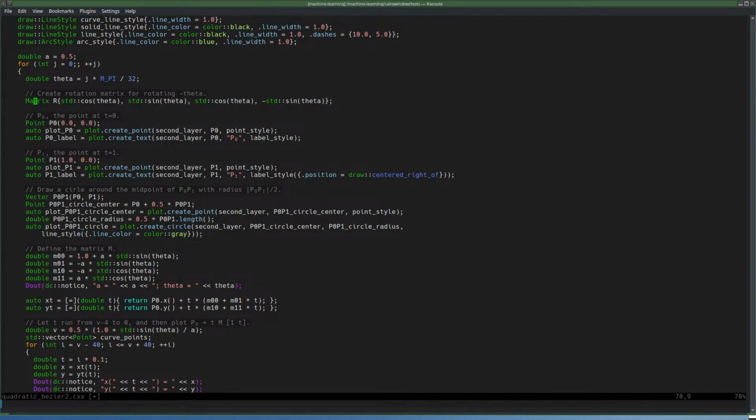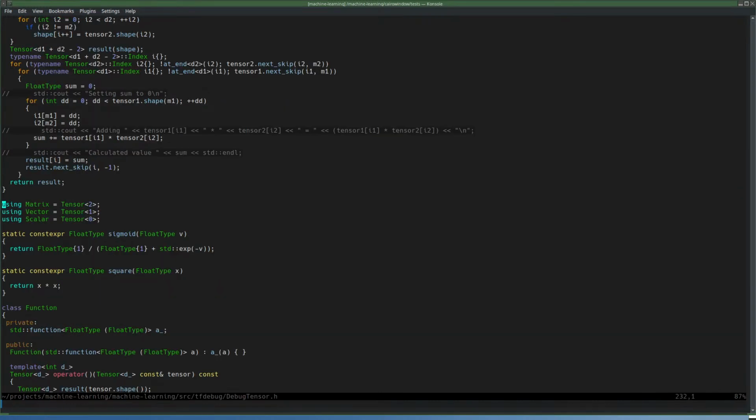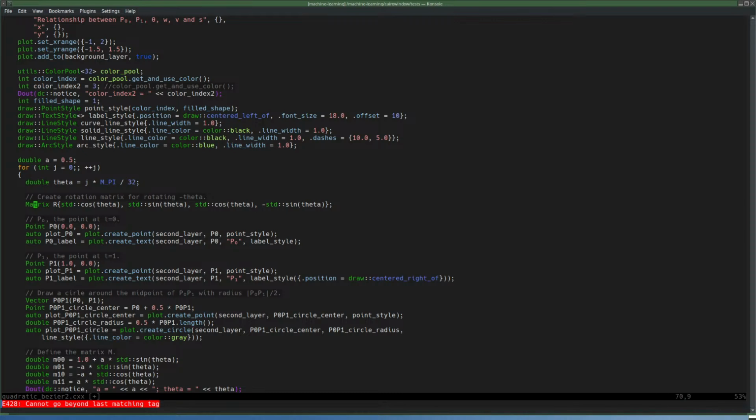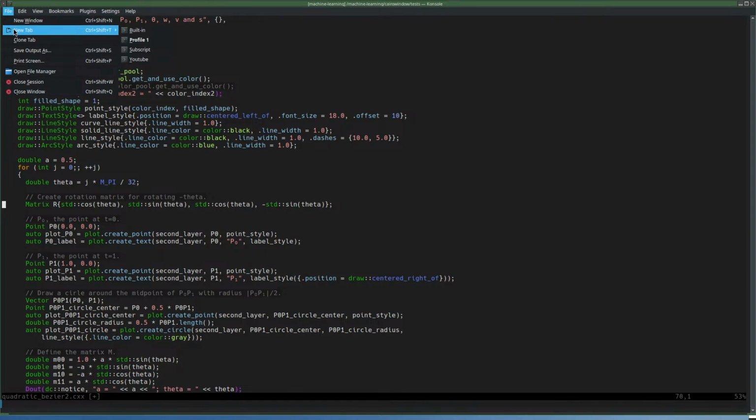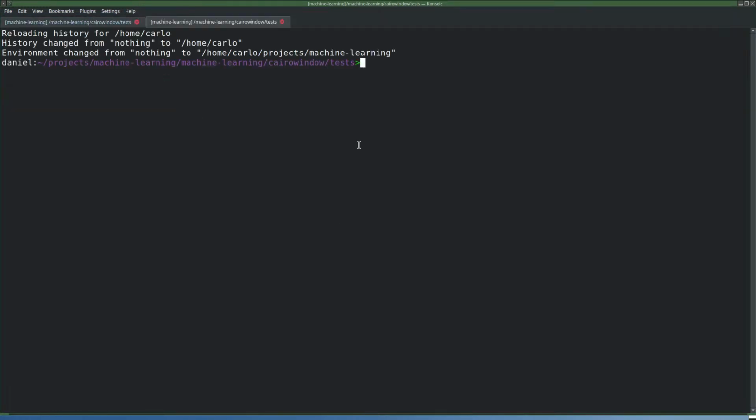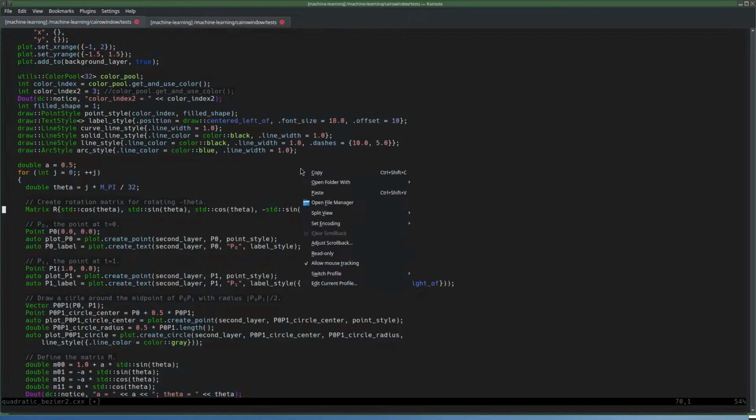It is already coded, but I think that it's more my debug tensor for machine learning. Yeah, I can't use it here. Yeah, well, why not, you know. Let's create a new tab. Oh, that was a small font. Let me correct that as well then.